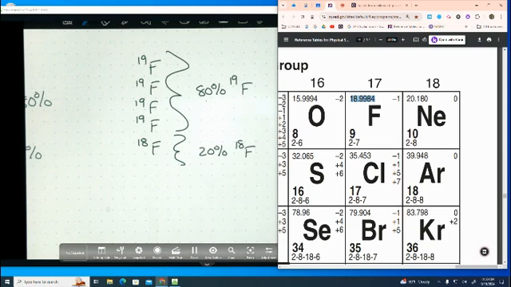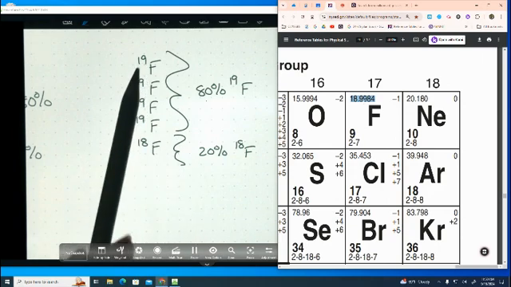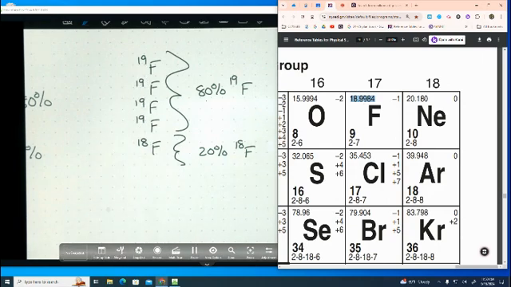Closer to the 19. And if you look at the periodic table right here, see how it's closer to 19? It's saying that most of the time I've got fluorine 19s. So I can look at the periodic table and figure out what's the most abundant isotope in the universe, because the average is going to be closest to that. So what do we have the most of for, let's say, sulfur?